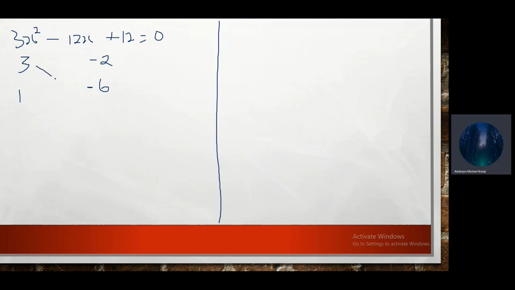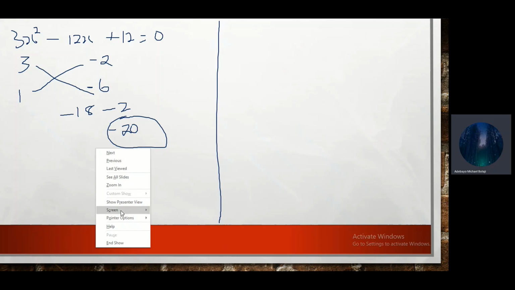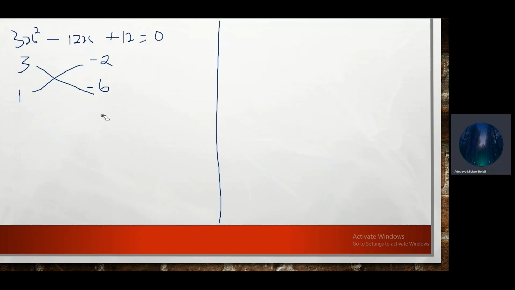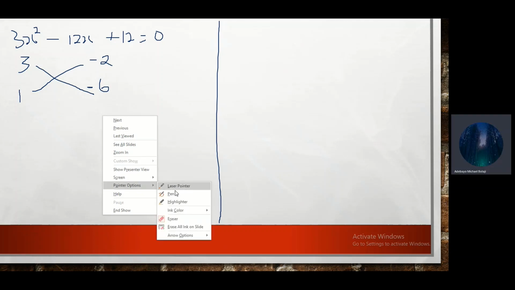Now, let's check the multiplication of the diagonal. 3 times minus 6 will give me minus 18. 1 times minus 2 will give me what? Minus 2. Minus 18 minus 2 will give me minus 20. This minus 20 is not the coefficient of x here, so we are wrong. So we have to do it correctly. Okay, let's clean it and try another way.